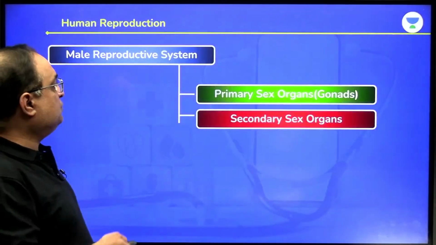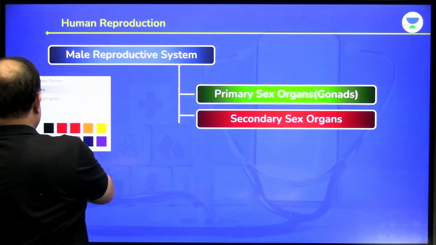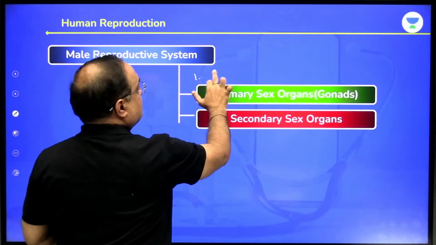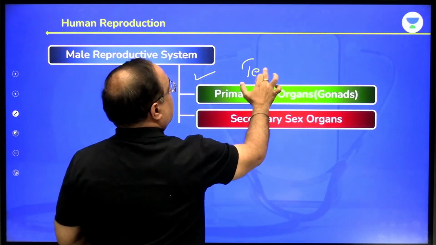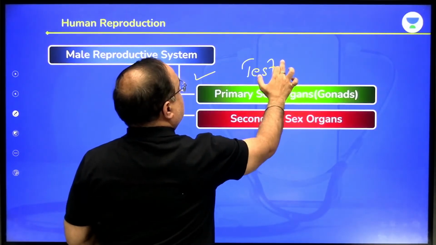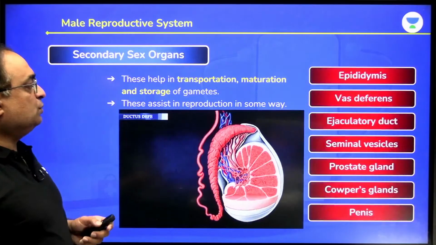This is the chapter which we are discussing. So in the male reproductive system, we have already discussed primary sex organs, which are the gonads, and the primary sex organs of the male are testes. Now we have to discuss secondary sex organs.